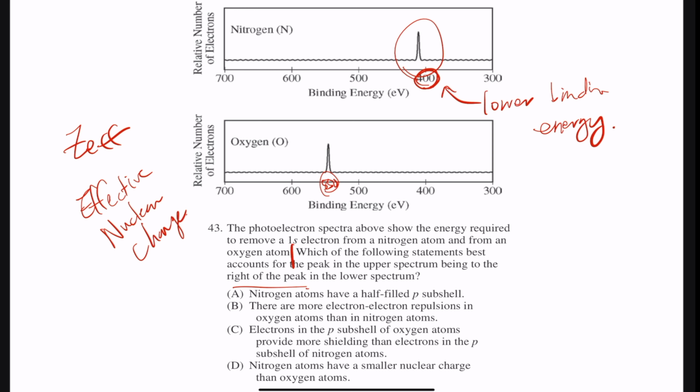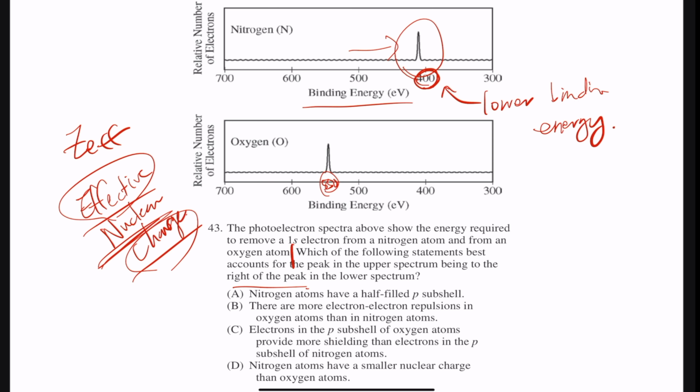You have more protons, aka effective nuclear charge. How effective is your charge inside the nucleus? What's in the nucleus? Protons and neutrons, but neutrons don't have charges. So when they talk about nuclear charge, they're literally just talking about protons. So oxygen has better effective nuclear charge, whereas nitrogen has one fewer proton, so it doesn't have as good of an effective nuclear charge. That's perhaps why it's got smaller binding energy, and that's perhaps why the peak is to the right.